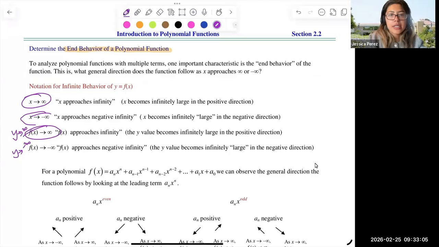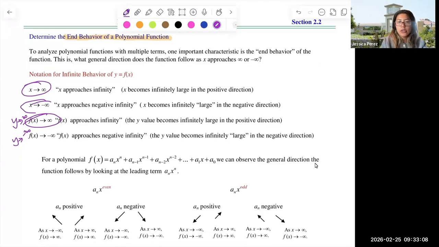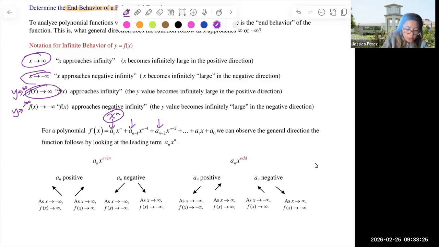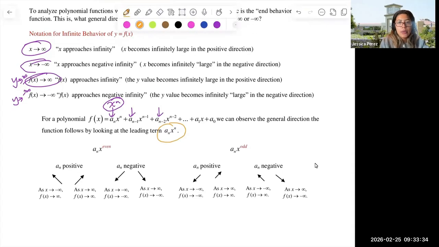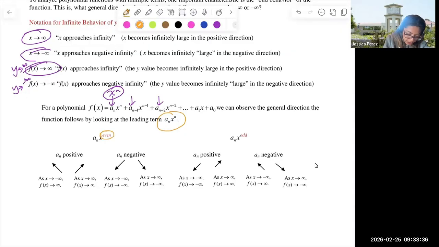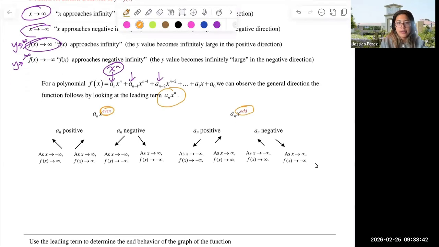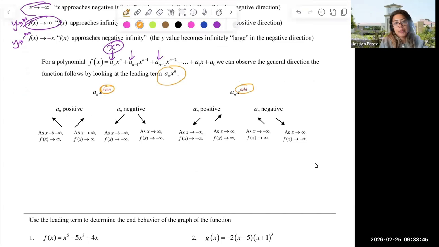So we begin by discussing what a polynomial looks like. For a polynomial f of x, these a sub n's are your coefficients. Those are the coefficients of your terms, and x to the n, this n is your leading term. We can observe that it will have a general direction. And what will determine the orientation of the graph? It's that first term, a sub n, x to the n. Now we have to look at the power of the polynomial and what happens when the coefficient is either positive or negative. And that's when we discuss endpoints.